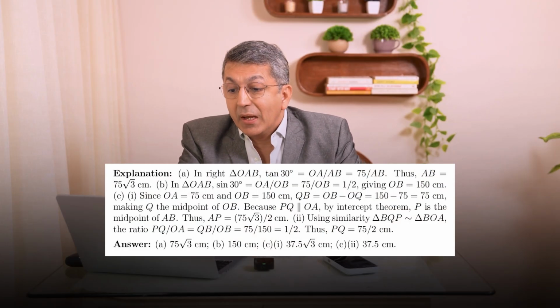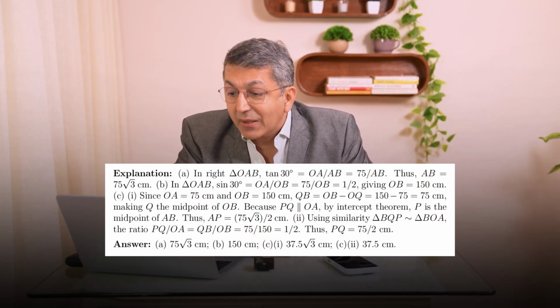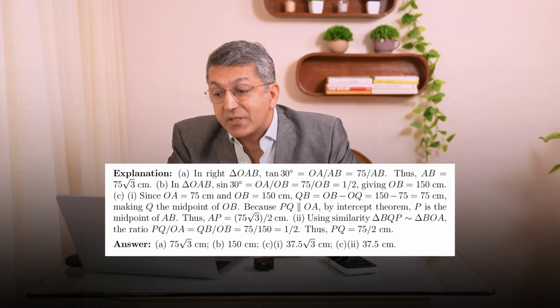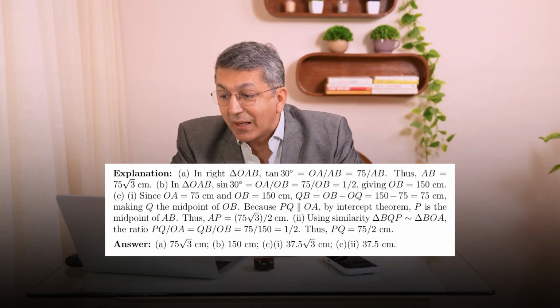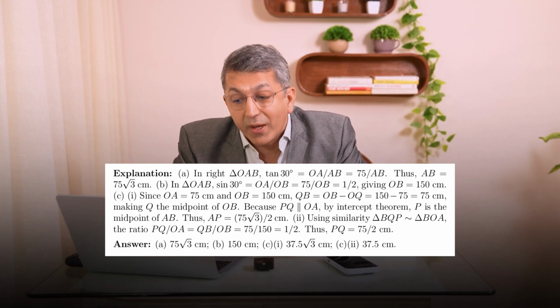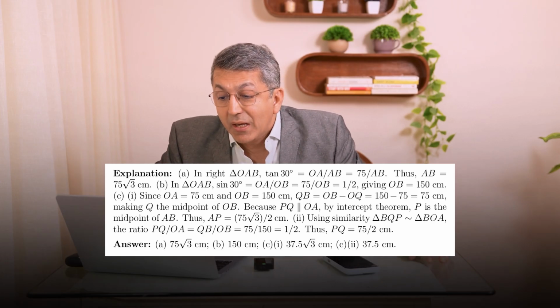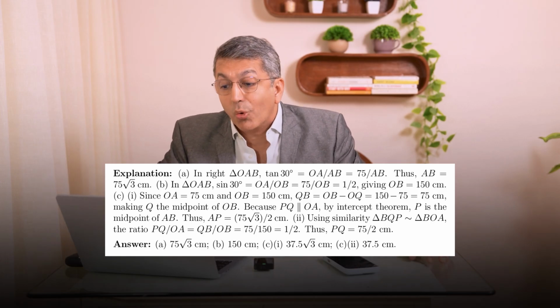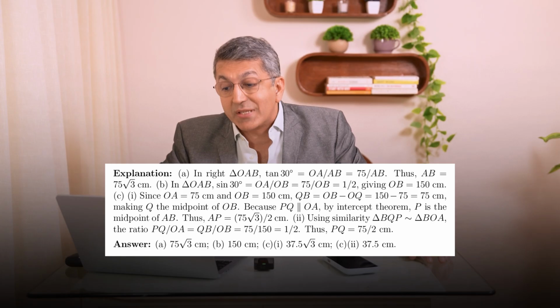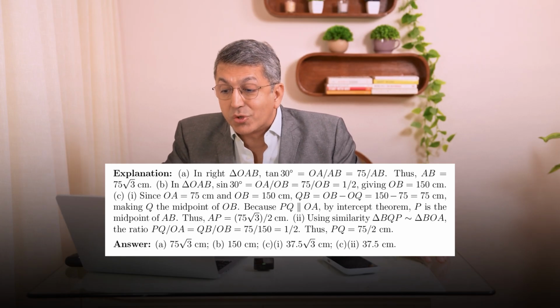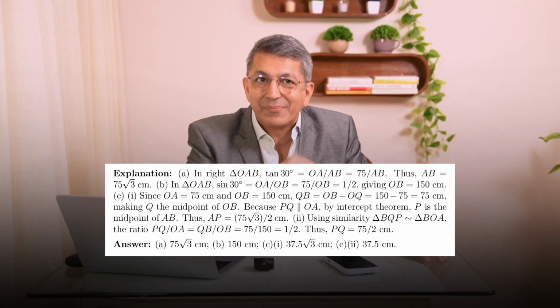Concept: trigonometry and properties of tangents. Explanation. A. In right triangle OAB, tan 30 degrees is equal to OA divided by AB, which is equal to 75 divided by AB. Thus, AB is equal to 75 square root 3 centimeters. B. In triangle OAB, sine 30 degrees is equal to OA divided by OB, which is equal to 75 divided by OB, which is equal to 1 divided by 2, giving OB is equal to 150 centimeters.